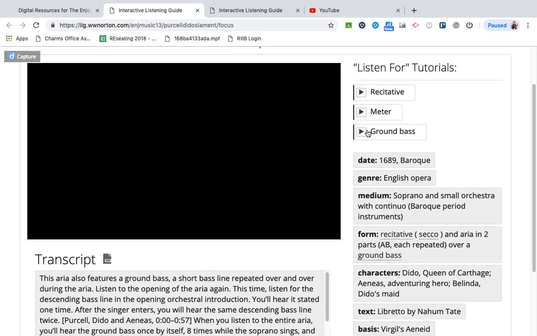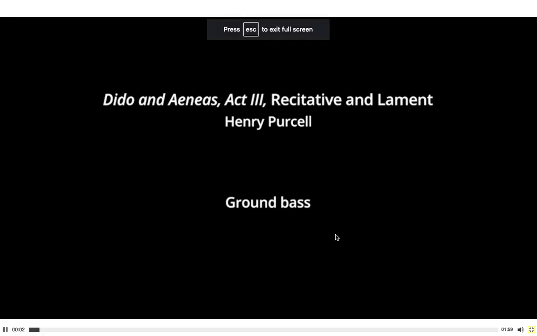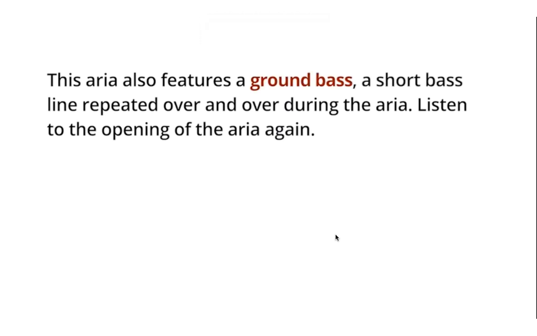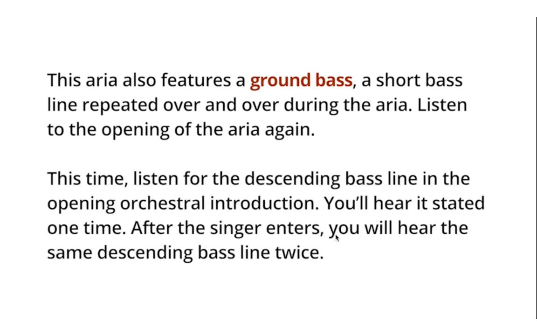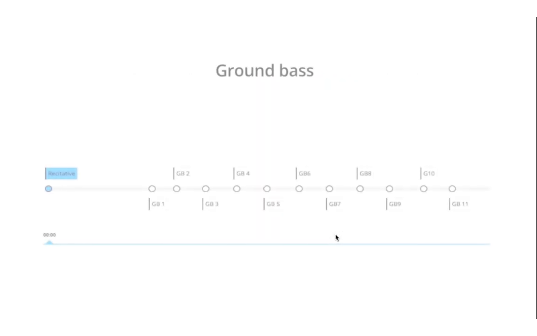Okay, now we're going to talk about the ground bass. This aria also features a ground bass, a short bass line repeated over and over during the aria. Listen to the opening of the aria again. This time, listen for the descending bass line in the opening orchestral introduction. You'll hear it stated one time. After the singer enters, you will hear the same descending bass line twice. That's the first time.